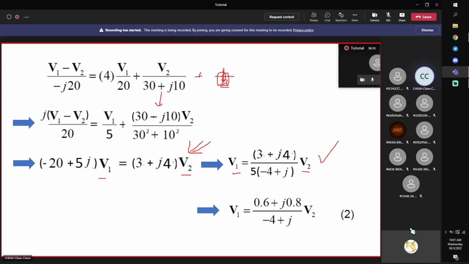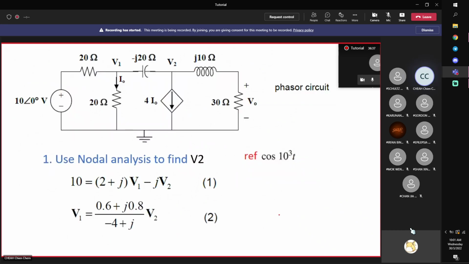You can either put it in this form and continue, or if you would like to simplify further, 3 divided by 5 is 0.6, 4 divided by 5 is 0.8. So either go ahead with this or this. It doesn't matter actually because they are the same. So I have obtained 2 equations with 2 unknowns, and I know that I want to solve for V2 only so as to find V0.